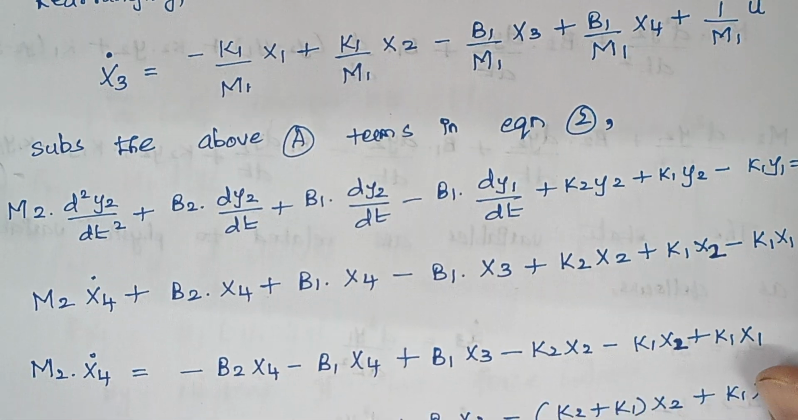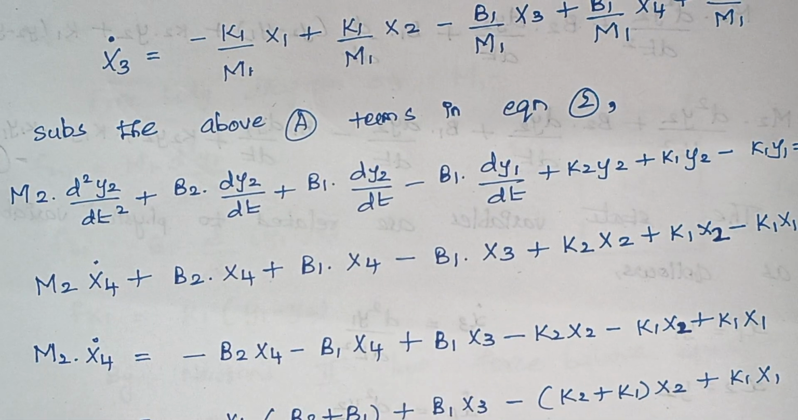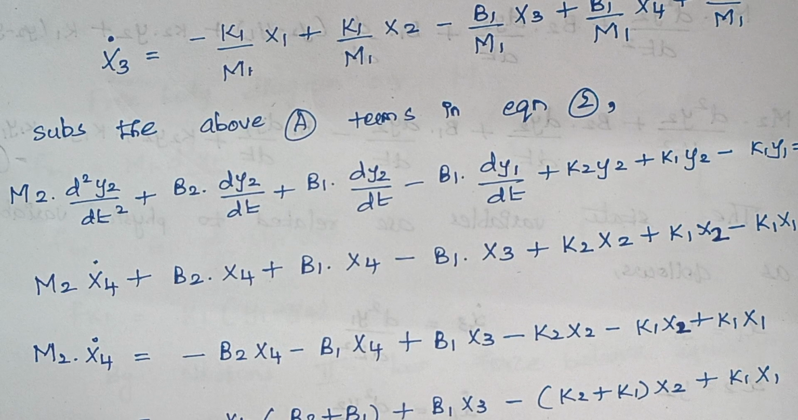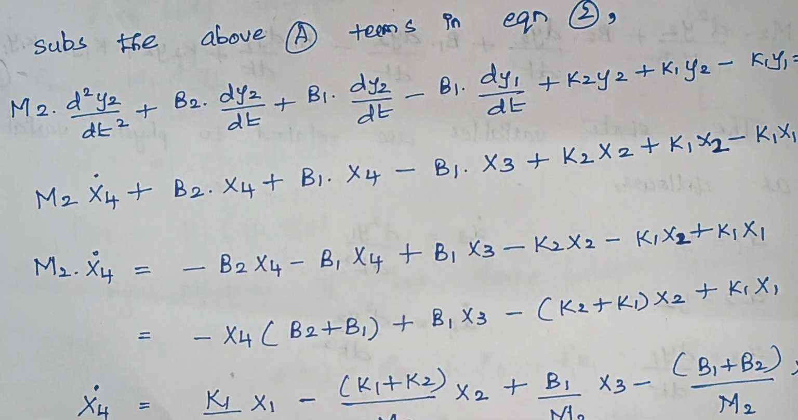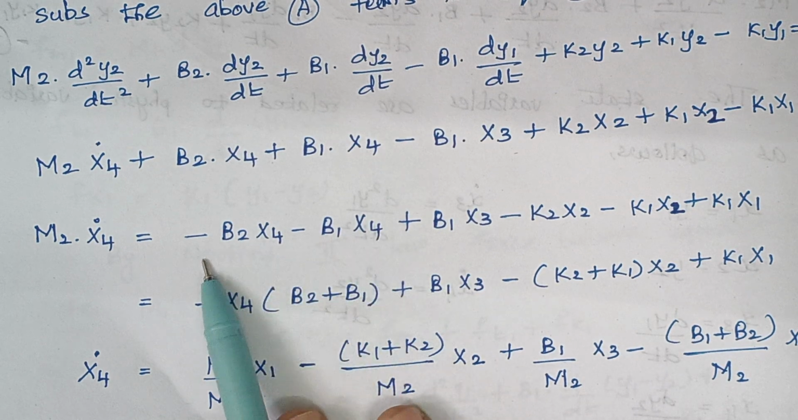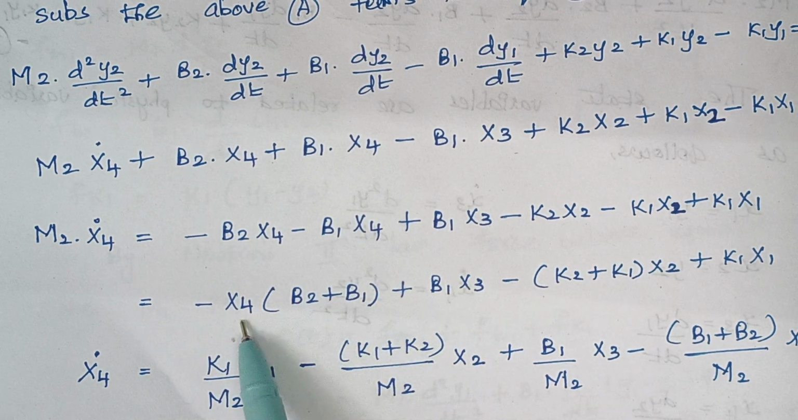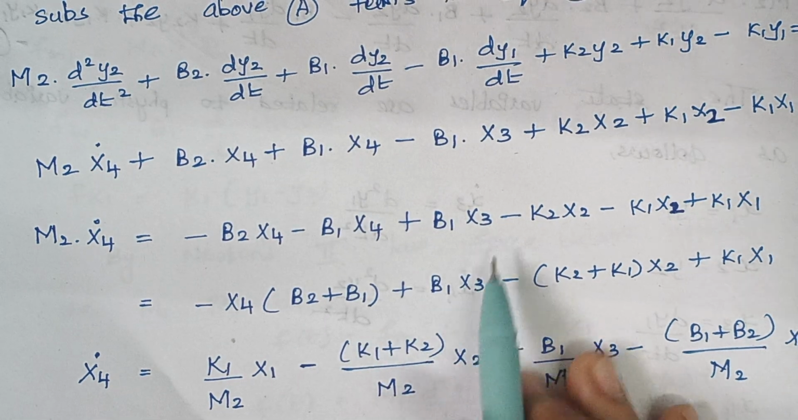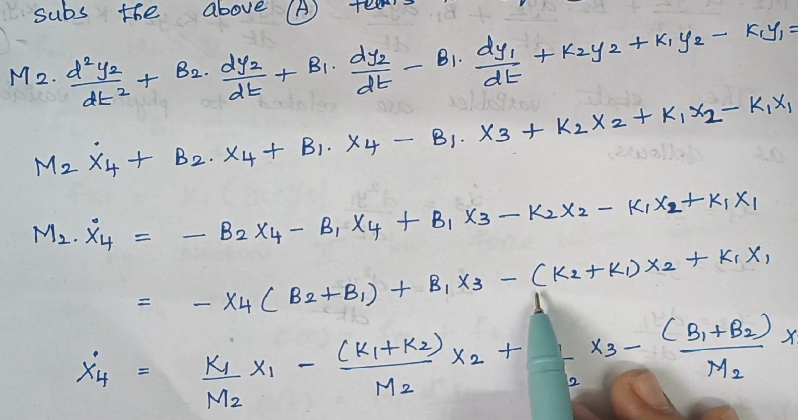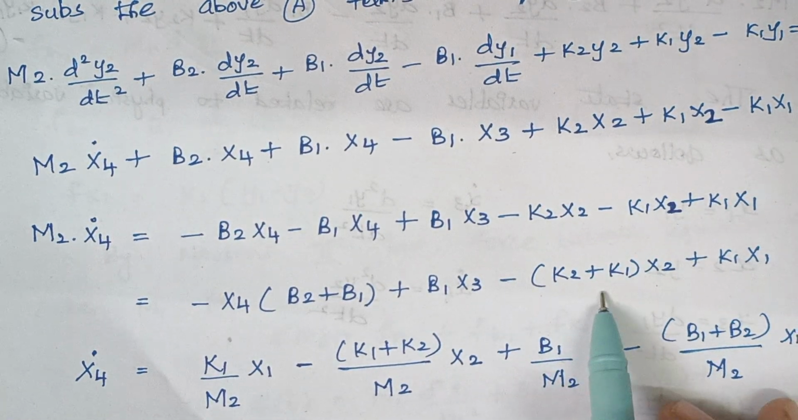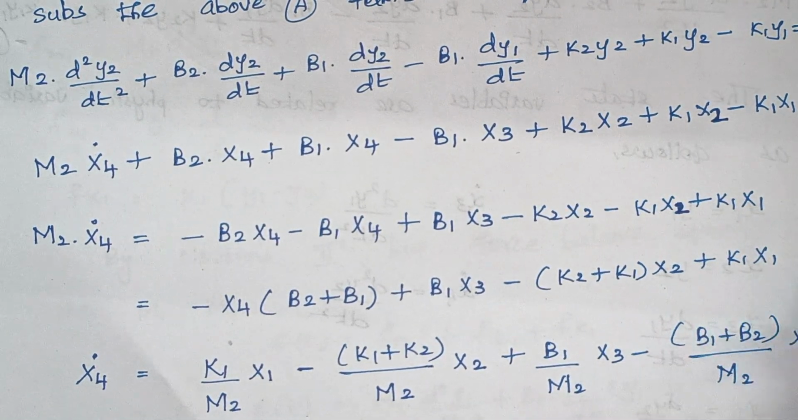And here again we are having x4 dot. So we need only x4 dot, right? So I am moving the remaining terms to the right hand side. So again there is a sign change over here. And finally you see, here I am having x4 term common, that is minus x4 is common. So when I take minus x4, the remaining terms are b2 plus b1. And again here plus b1 x3. And again minus, when x2 is commonly taken outside, then k1 plus k2. And here plus k1 x1, right?